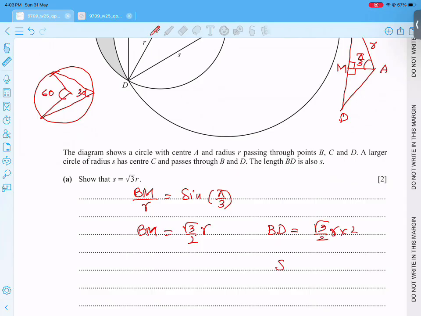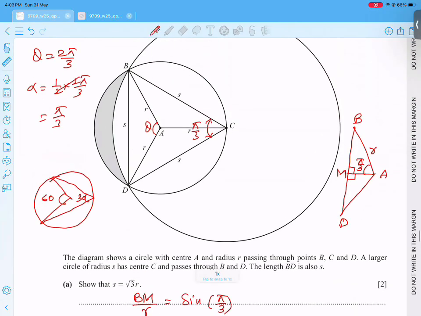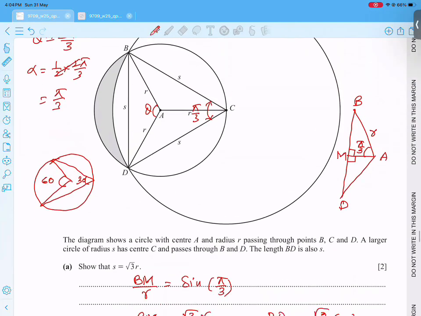So 2 cancel out, and Alhamdulillah Rabbil Alameen, I have proved. So this part is done. Now, student, let's go for the next part. And what is the next part?